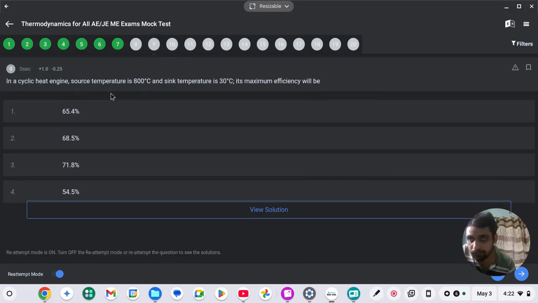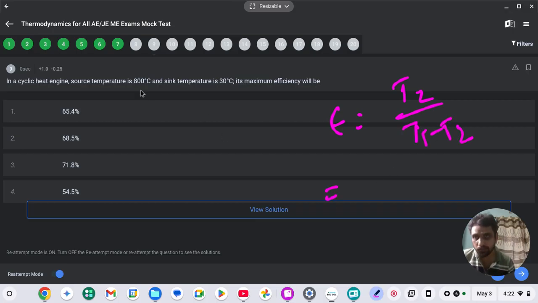In a cyclic heat engine, source temperature is 800 degrees Celsius and sink temperature is 30 degrees Celsius. Its maximum efficiency will be. Maximum efficiency will only be there if the engine acts as a Carnot cycle. In a Carnot cycle, efficiency depends on the temperature of sink and source, so efficiency is T2 upon T1 minus T2.